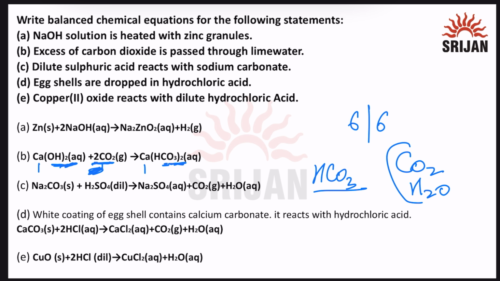Then balancing the reaction, we check for hydrogen. Hydrogen here 2, but from this side only 1. So we multiply by 2, but we disturbed chlorine. Check for chlorine. Chlorine here 2, here also 2. So the equation is balanced now. No need to balance it further. I hope this question is clear to you.